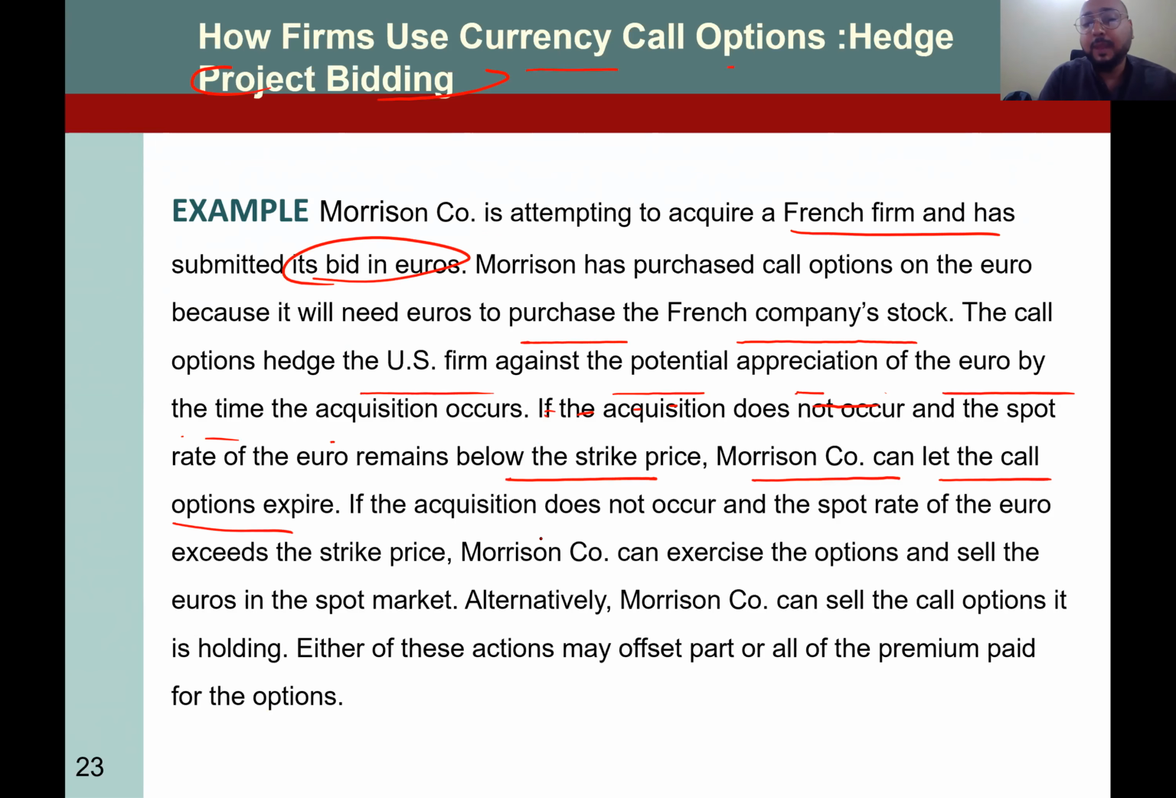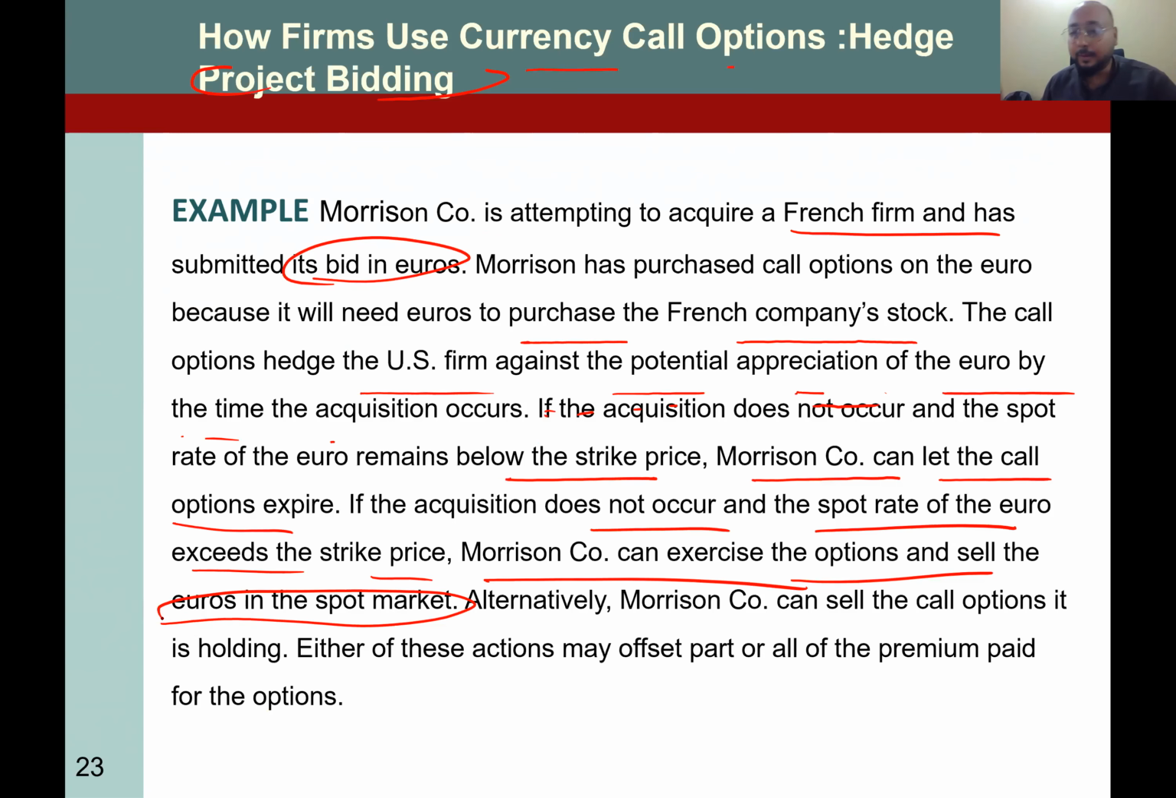Good. So if the acquisition does not occur and the spot rate of the euro exceeds the strike price, what happened? Morrison can exercise the option and sell the euros in the spot market. If the euro price shoots up in the market, you have a right to buy at a lower price, at the option contract price. You can buy from the call seller and sell into the market. You can earn the profit. Alternatively, Morrison can sell the call option it is holding, or you can have an offsetting contract as well.